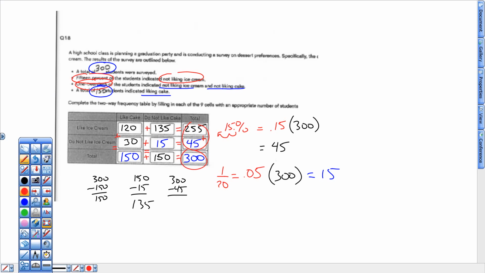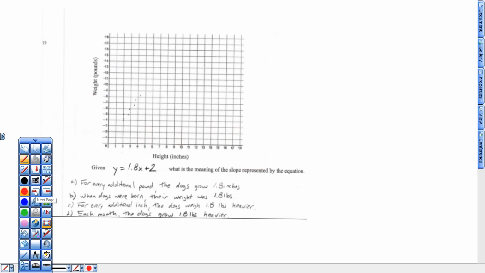All right, moving on. 19. Here we go. So for 19, again, looking at what slope is, this is the slope number.